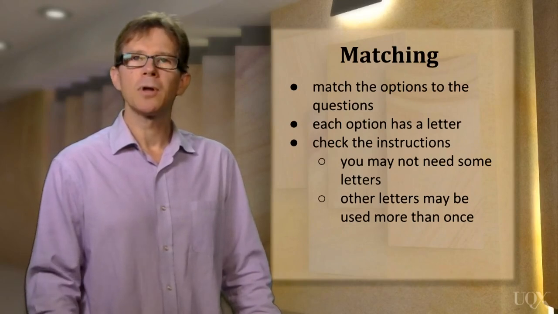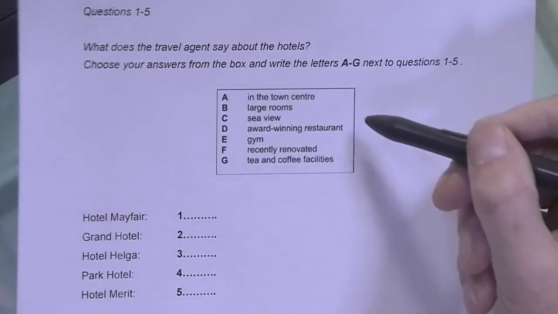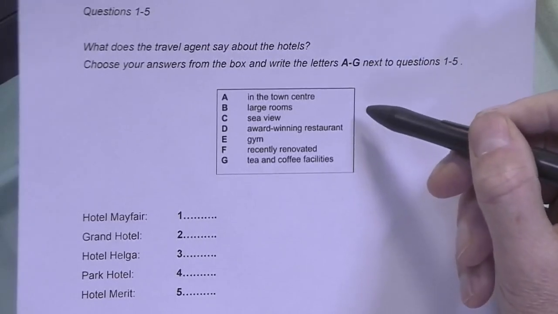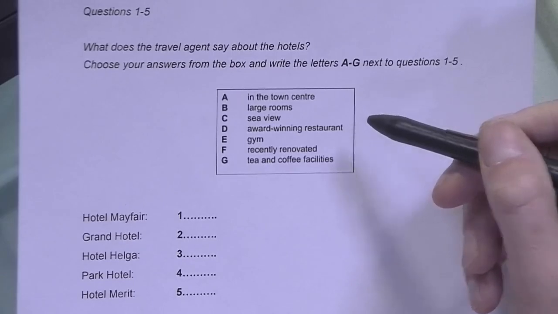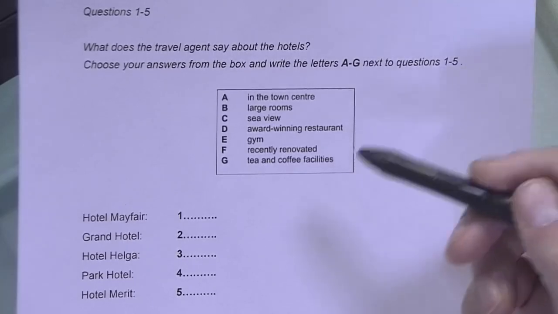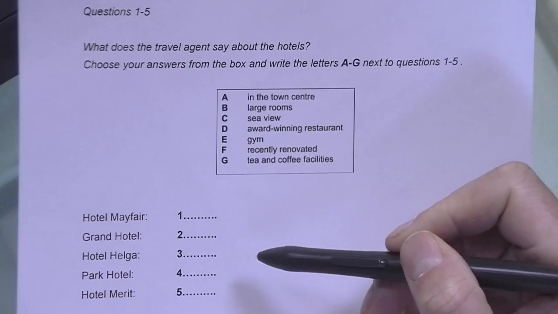Let's look at an example of a matching task. Here's a matching task. In the preparation time, you need to read the task to find out the topic, what the task covers and what the keywords are. So, as you can see, here are the options A to G. These are all features of hotels. And here are the names of different hotels. They're numbered 1 to 5.